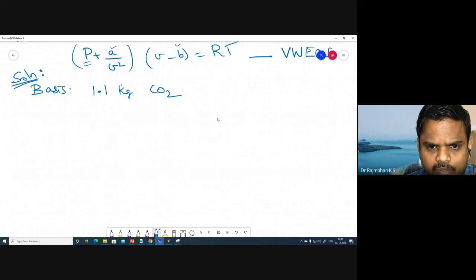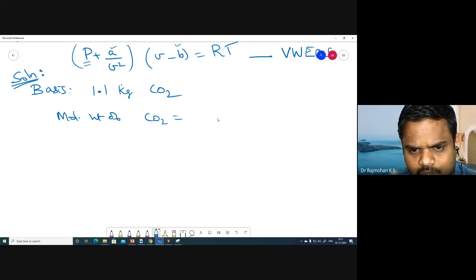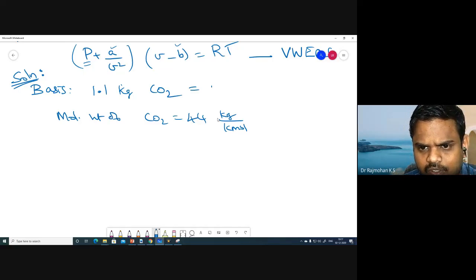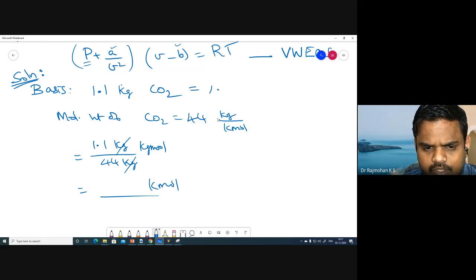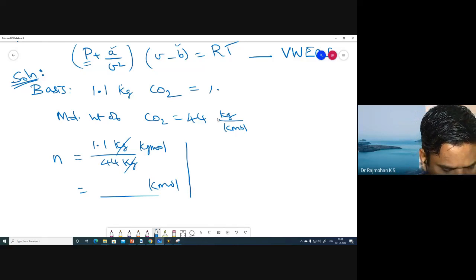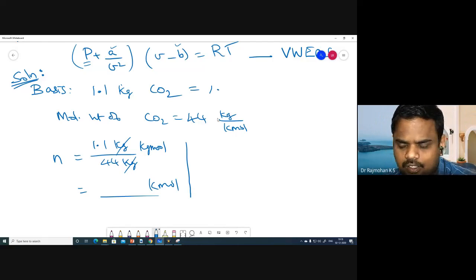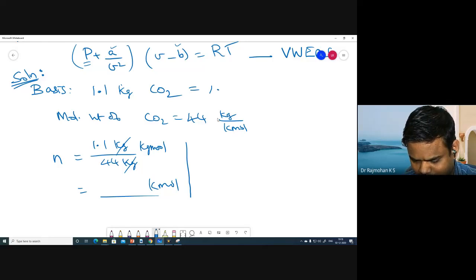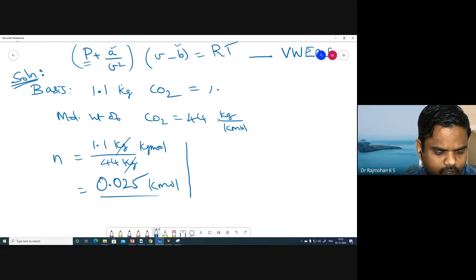So we should know what is the corresponding moles, right? So what is the molecular weight of carbon dioxide? 32 plus 12, so we have 44 kg per kilomole. So this 1.1 kg, 1.1 divided by 44, we get this much kilomoles, right? So that is the n value. Please use your calculator. We have 0.025 kilomoles.